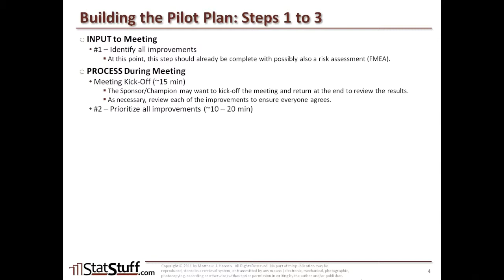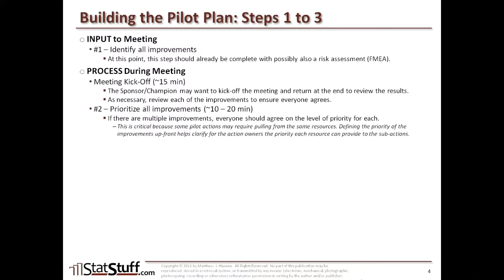So then the second step, which occurs within the process during the meeting, is you want to prioritize all the improvements. If there are multiple improvements that you've identified, then everyone should agree on the level of priority for each one of those. So they should clearly understand the order and set that order for how you're going to prioritize those items. This is really critical because some pilot actions may require pulling from the same resources. So by defining the priority of the improvements up front like this, it will help clarify for any action owners the priority that each resource can provide to the sub-actions they're assigned to.